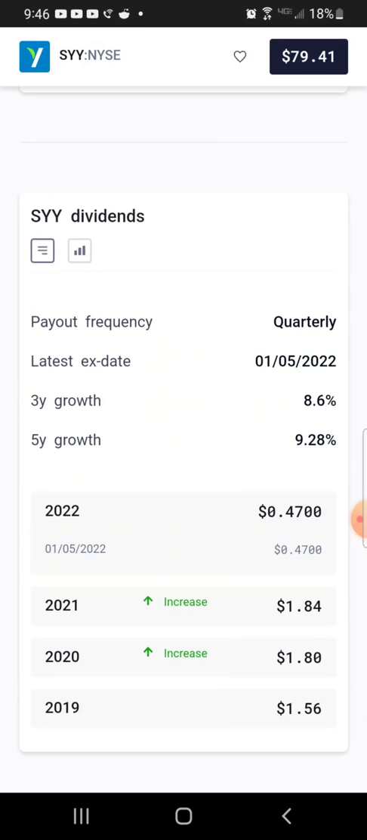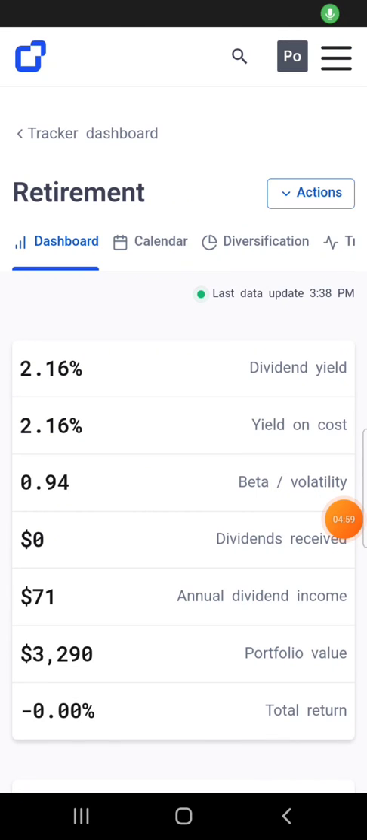All right, so Coke and Cisco are pretty solid companies. They're both dividend aristocrats, and they've been doing their thing for a while. Now let's go to the next one. All right, now we're at $71 annually, $3,290. You guys see what it is with this dividend income. When you want income, you're gonna have to put money in.